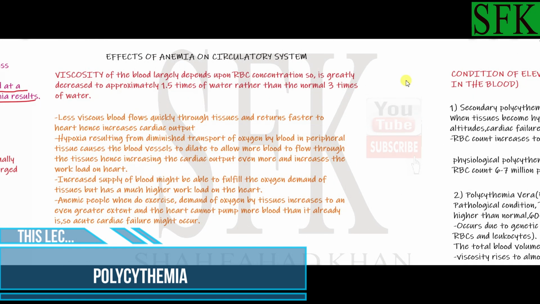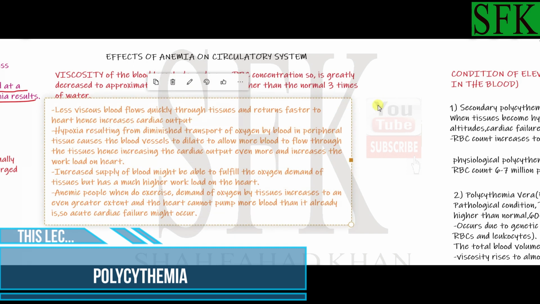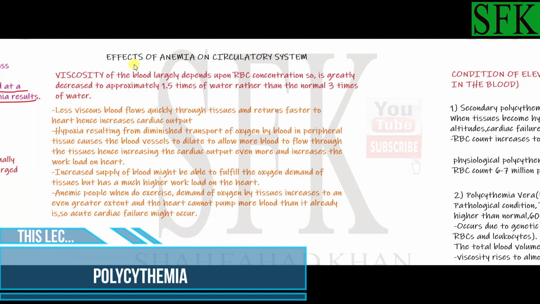The last lecture was on anemia and its types. Anemia was a blood disorder in which the hemoglobin concentration decreases below the normal value. Now we are going to look at a few effects of anemia on the circulatory system. First effect is the viscosity of the blood.